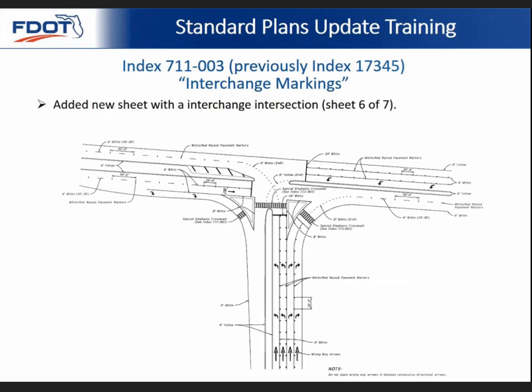A new sheet has been added with an interchange intersection. This is now sheet 6 of 7. This is showing, in addition to some of the other pavement markings, how to place the wrong way arrows at intersections of interchanges. The wrong way arrows should not be placed in between consecutive directional arrows.